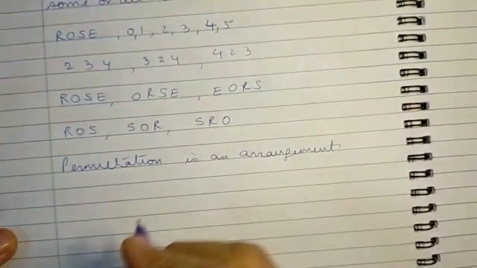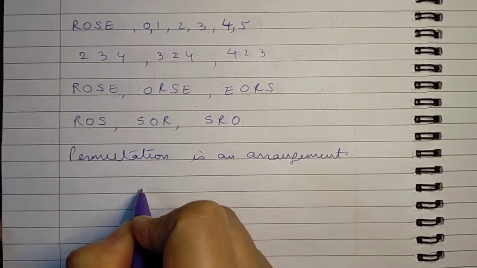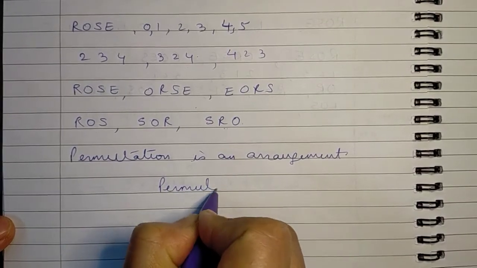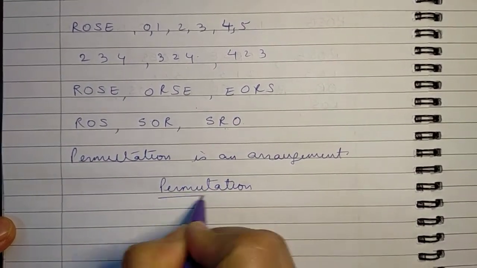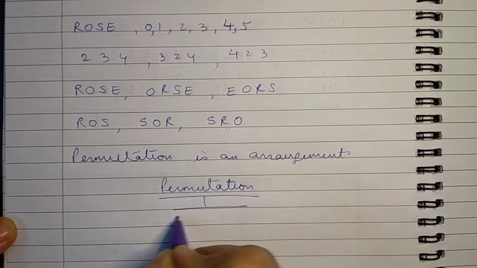Now we can categorize these permutations into two parts.